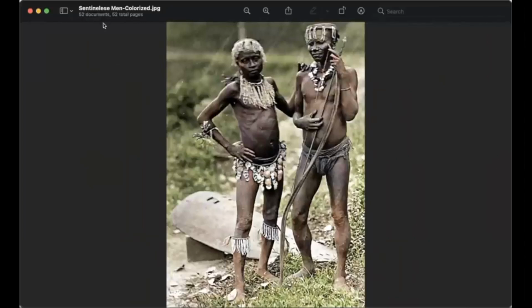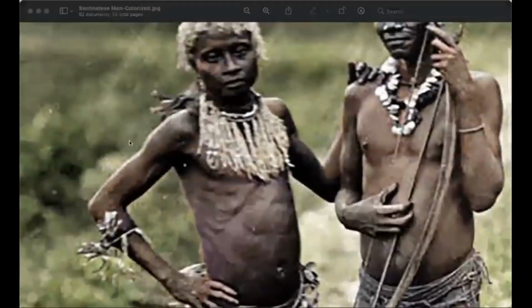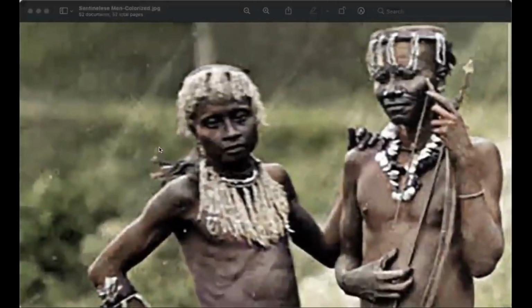Right, what we're looking at right now, these are Sentinelese men. Just Google Sentinelese, you'll see where they're located. Southeast Asia. Again, these people do not trace back to Africa. You got to break that spell. I know it's hard, but these people do not trace back to Africa.